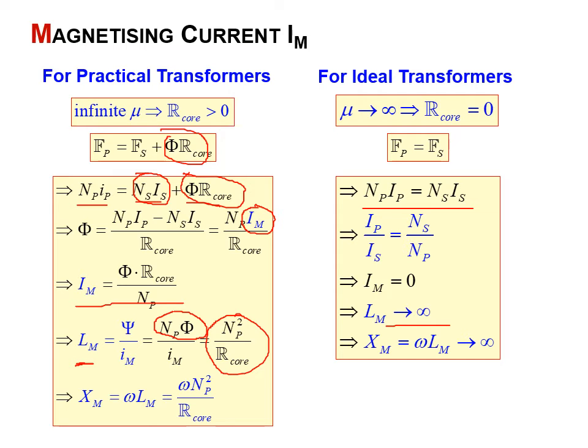And we can multiply this by the angular frequency to get the inductive reactance, so we just put an omega in front of that term there. But what this all really says is that we have finite values in a practical transformer for that inductance and reactance.